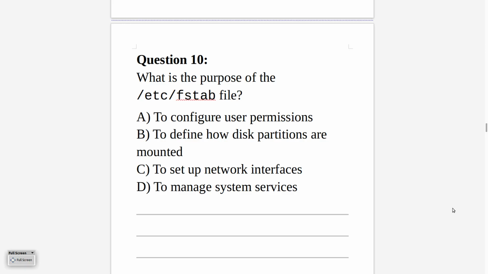Now, I happen to remember, you either know it or you don't, and it's B. It is how disk partitions are mounted. I just remember that xefstab is where the config for the mounts is stored. So yes, it's definitely there. User permissions is a different file, and I actually forget what that is. It's not C, and it's definitely not system services either. But it would be a good idea to review all of those, because potentially any of those could come up.